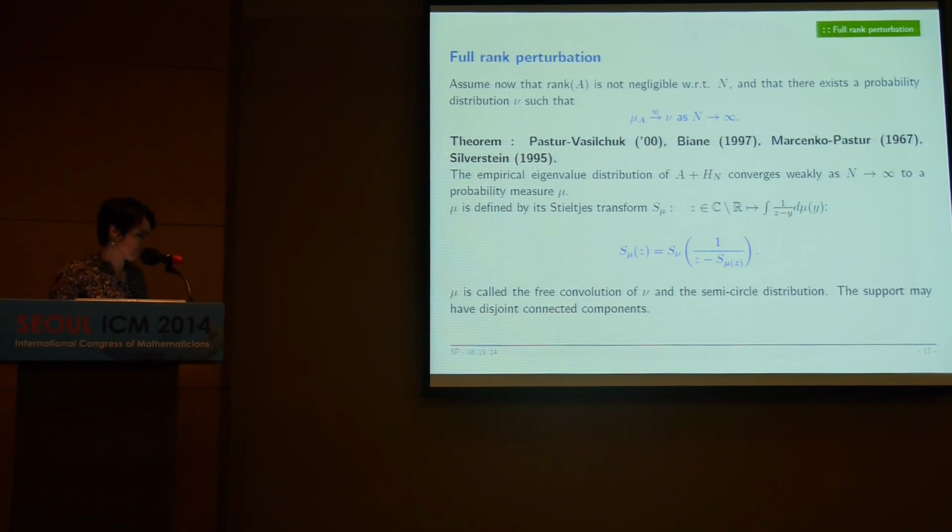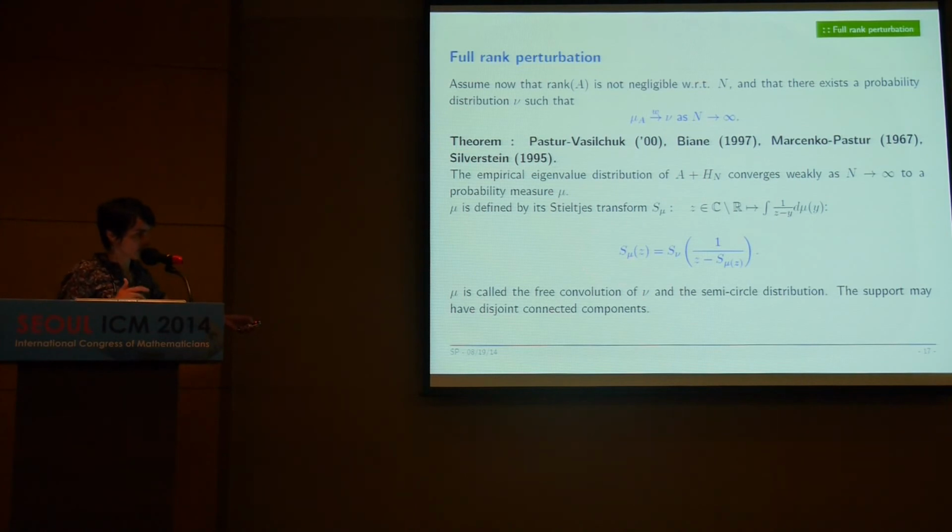They have actually characterized the limiting empirical eigenvalue distribution of A plus Hn. So this will be a probability distribution mu. This probability mu is actually characterized by its Stieltjes transform, whose definition is given here. This is the Stieltjes transform of a probability distribution mu, and actually they characterize mu through a fixed point equation for this Stieltjes transform.